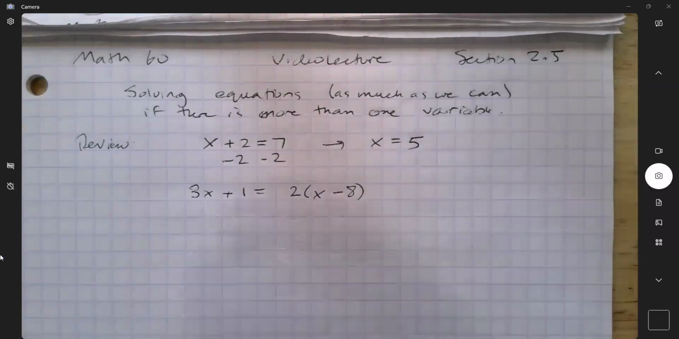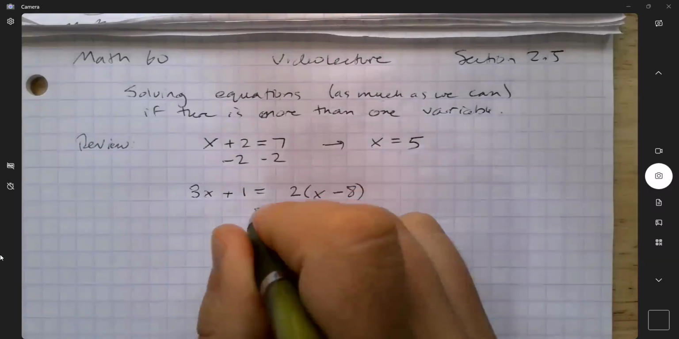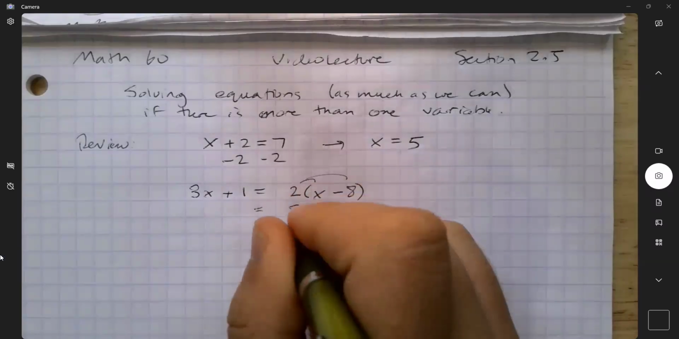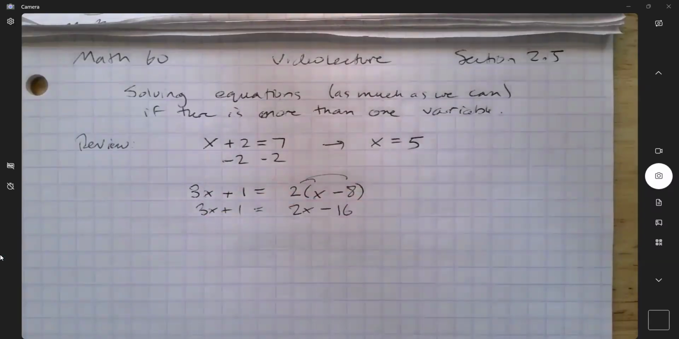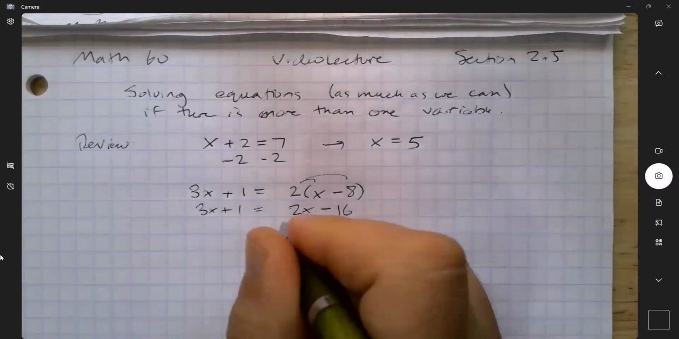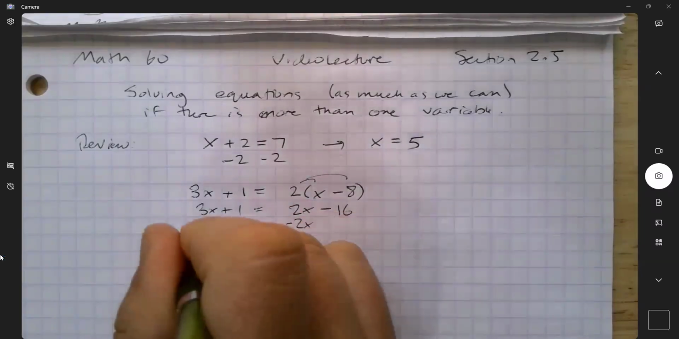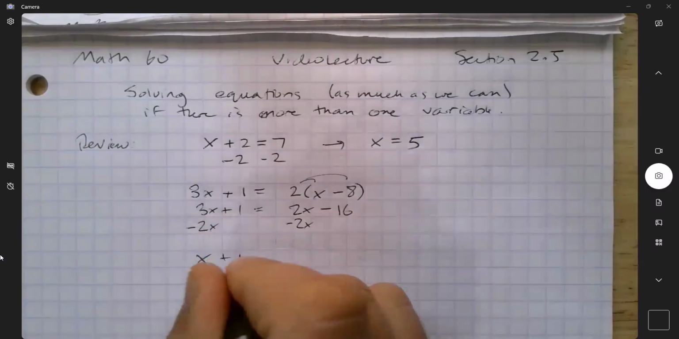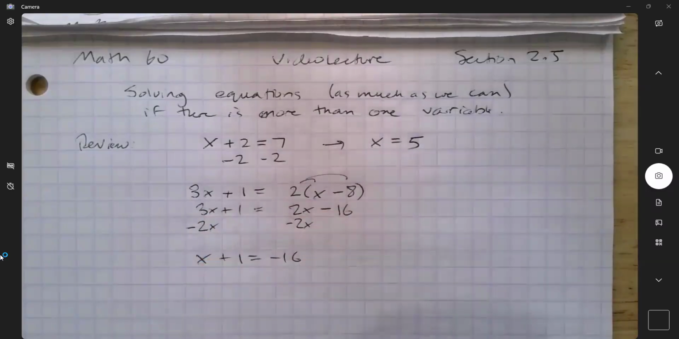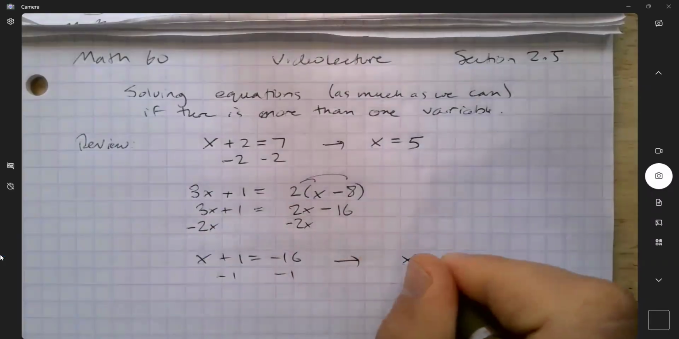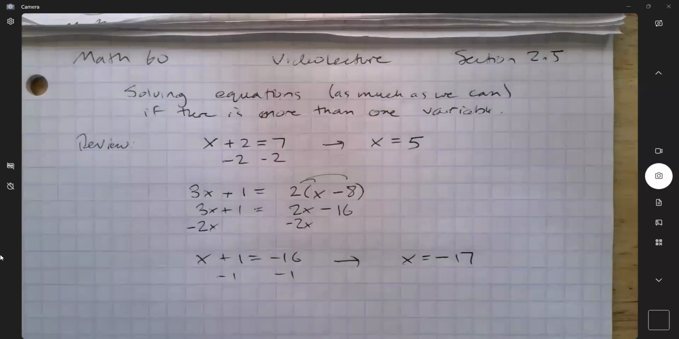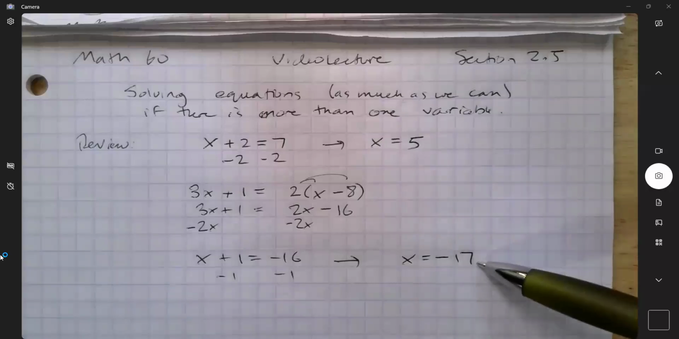And I have to do a little bit more work here. First, I'm going to distribute that 2 across those terms, and I get 2x minus 16 on the right side. I still have 3x plus 1 on the other side. Now I get all the x's to the left, and I have x plus 1 equals minus 16. And I'll subtract 1 from both sides, and I get that x equals negative 17. But I still end up with x equaling a number. Unlike the last video, we're not going to run into those surprising situations.